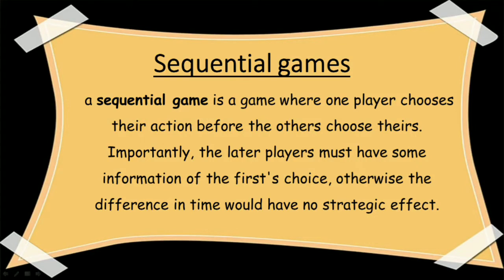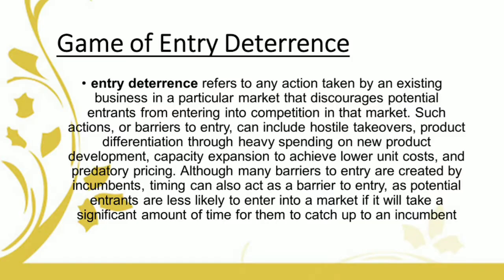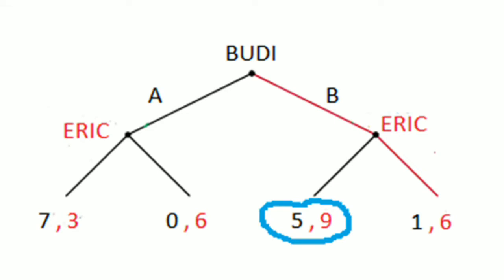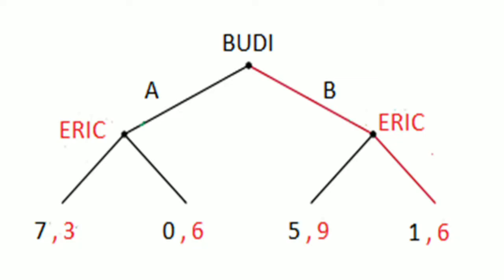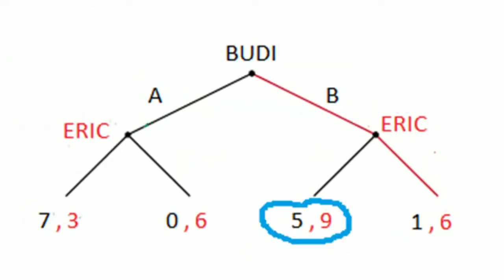So continuing on my partner's presentation, now I'm going to talk about sequential games and also the game of entry deterrence. My name is Hartono Ongkojoyo. My student number is 130419008. And today I'm going to talk about sequential games and also the game of entry deterrence.